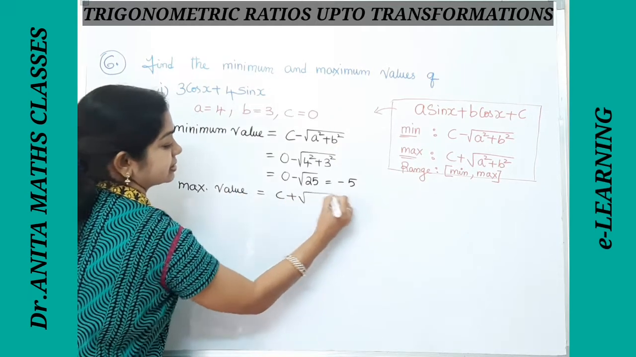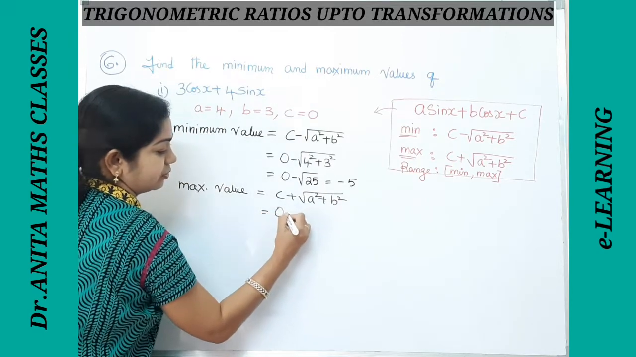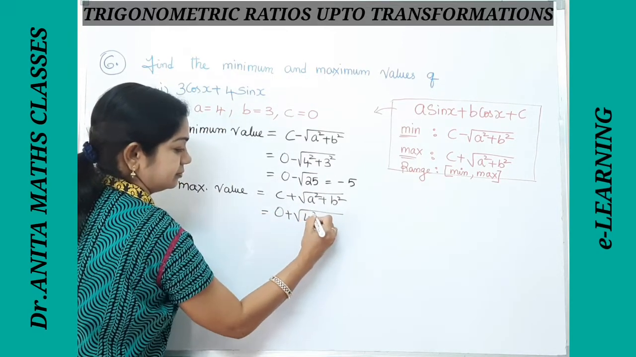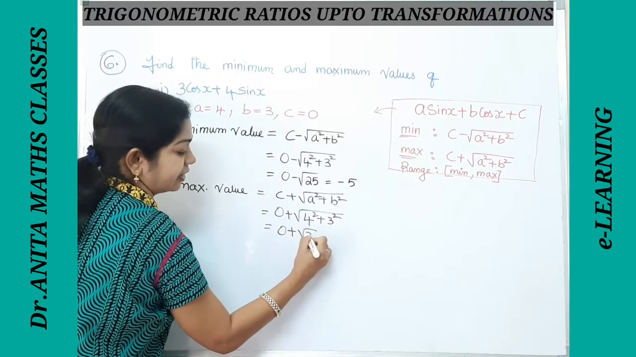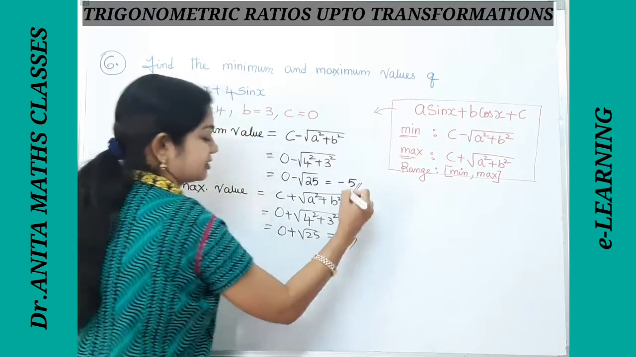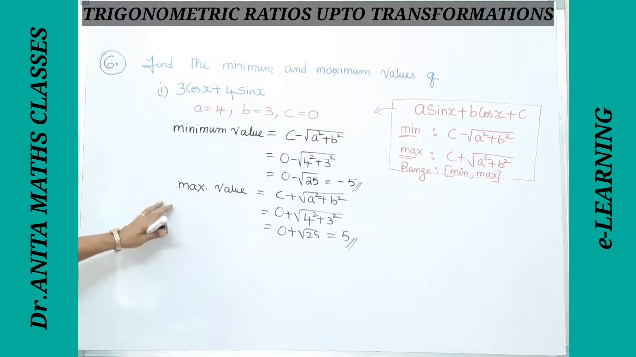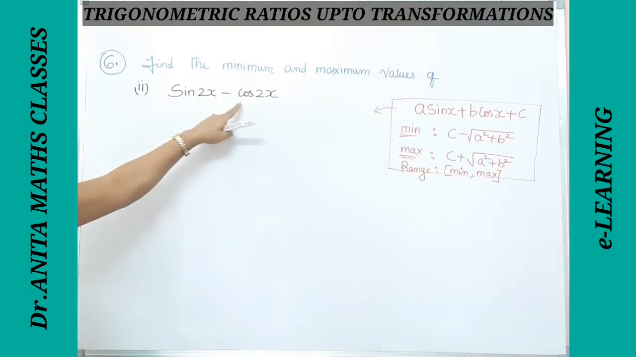is c plus square root of a square plus b square. So that is 0 plus 25. So we got it as plus 5. So the minimum value is minus 5 and the maximum value is plus 5. Please note down.